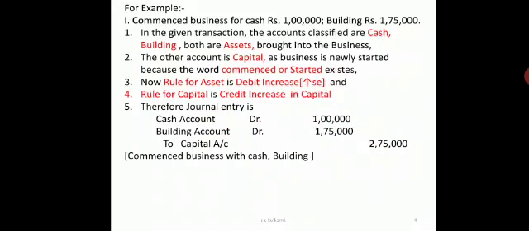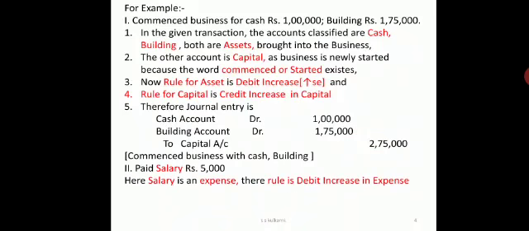Now one more example, paid salary. Now here salary is an expense. So rule for expenses, debit, because without paying salary to the employees, my work is not done or I am not earning profit. Therefore, it is increasing my expense. So the rule is debit increase in expense.